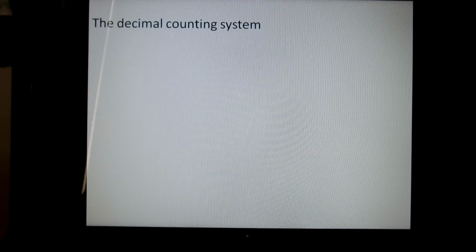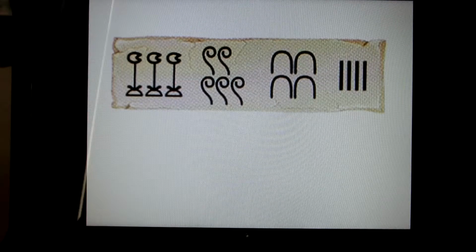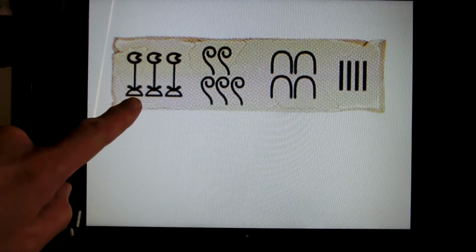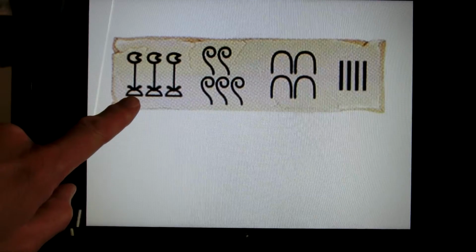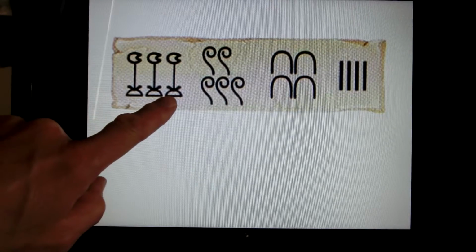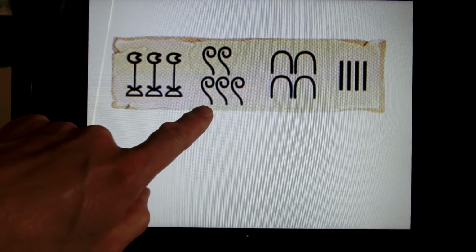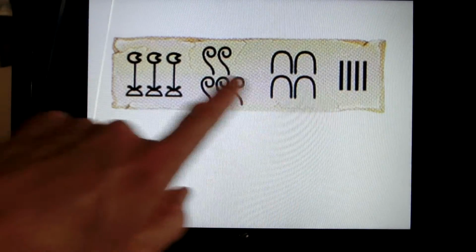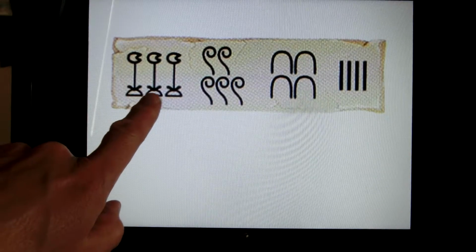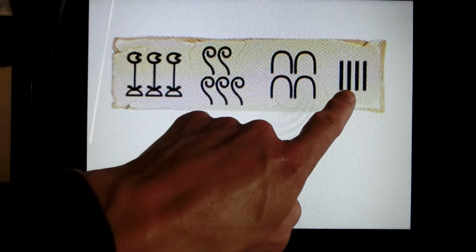Okay, video lesson on the decimal counting system. The Egyptians, just by way of contrast, used hieroglyphs, and this picture here, the lotus flower, represented 1,000, so 1,000, 2,000, 3,000. Then we've got coils of rope, the heel bone, and the strokes. So those represent thousands, hundreds, tens, and ones.